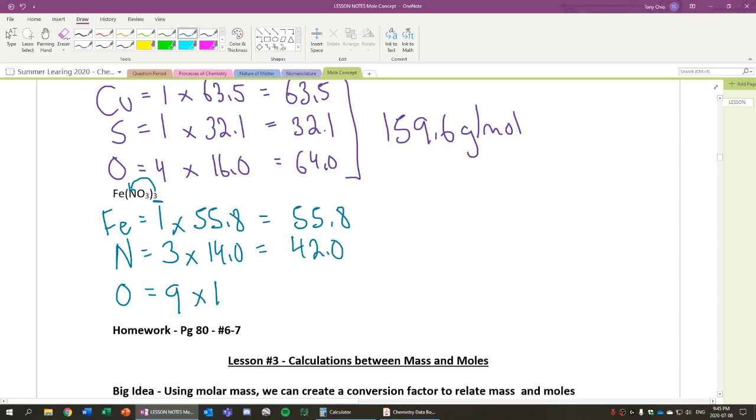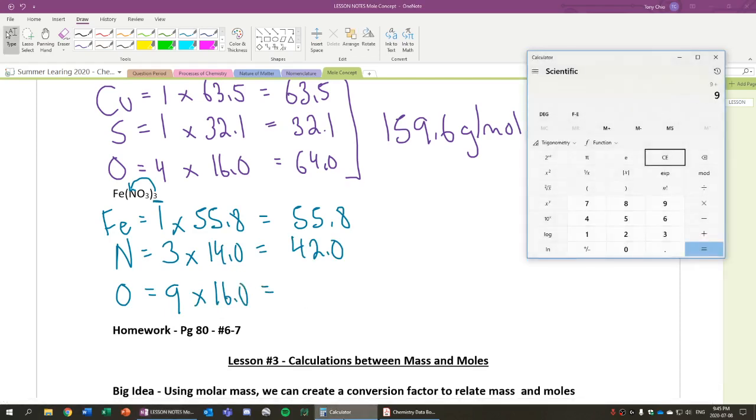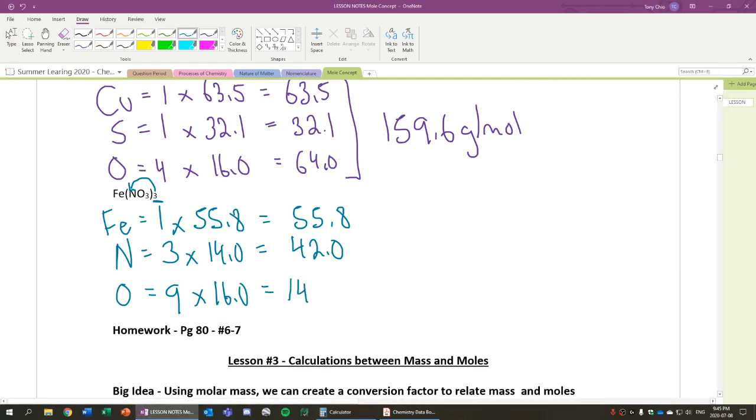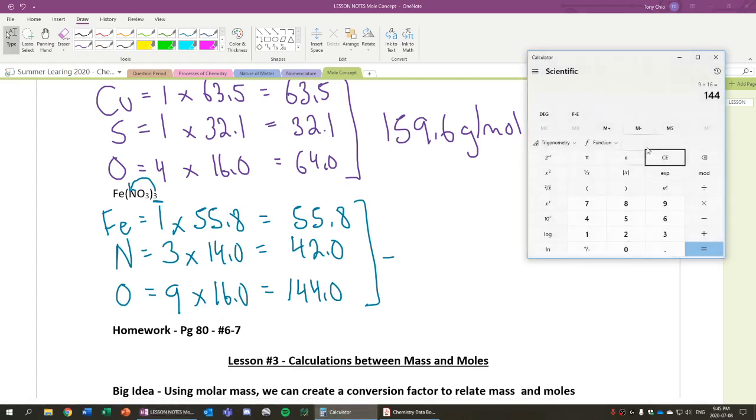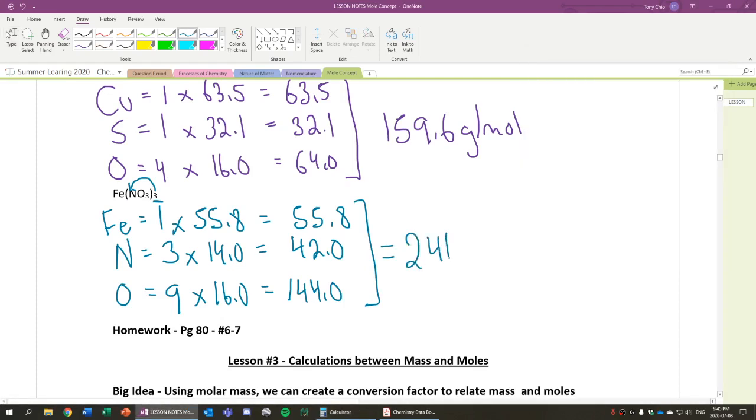Oxygen. 1 oxygen is 16.0. What's 9 of them going to be? 9 times 16 is 144. So our last step now is to add them all. And if I add them all, what do I get? 55.8 plus 42 plus 144 gives me 241.8 grams per mole. So this is how you find molar mass of compounds.